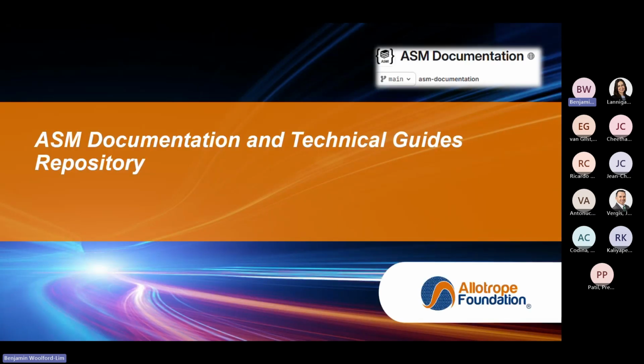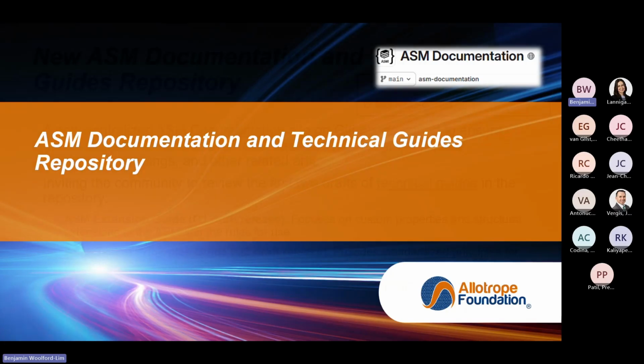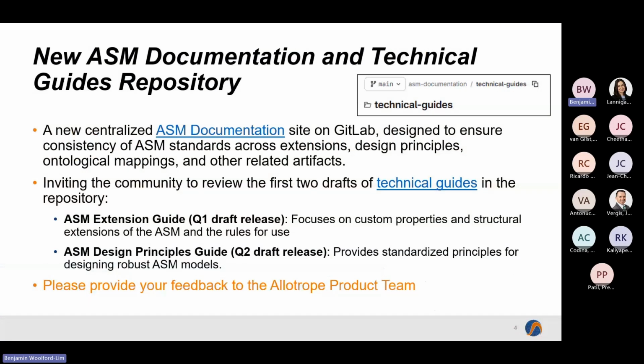So one of the aspects we're looking at is improving documentation. We have plans to create a technical guide and documentation repository, a centralized site on GitLab, one of our main tools, designed to ensure that level of consistency of the ASM standards across different things, not only our internal stuff, but as Wolfgang mentioned, the idea of custom extensions to the ASM, either through the custom information document or the other structures that we have, which we'll dig into a little bit later.